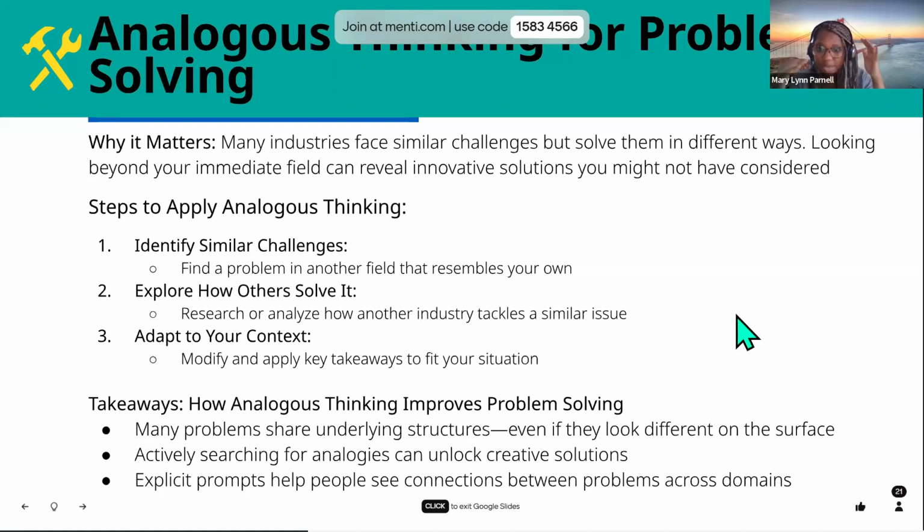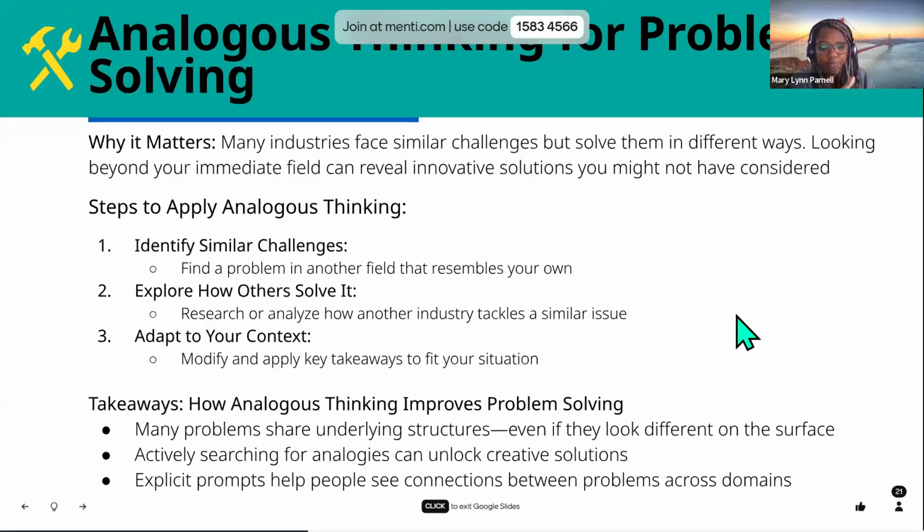And what is that? It's just that idea of using examples from another field that might be outside of our own. So we're identifying similar challenges. We're finding a problem in another field that resembles our own. We explore how others solve it, and then we come back and we research and analyze how other industries have tackled it. And then we come back and adapt it to our context, modifying and applying key takeaways that fit our situation.